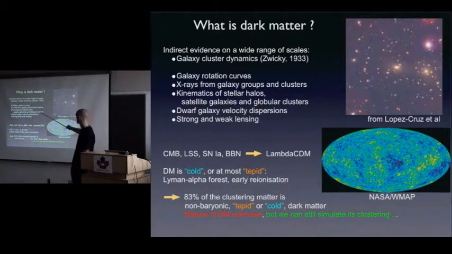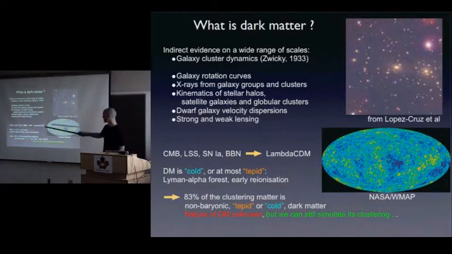And since then, we got evidence from a variety of observations on a variety of scales, like galaxy rotation curves, X-rays, kinematics of stellar halos, kinematics also of satellite galaxies and globular cluster systems here, not the globular clusters themselves. Then the dwarf galaxy internal dispersions tell us that they are dominated by dark matter, and strong and weak lensing tell us about the mass distribution, and we always need a dark matter component there too.